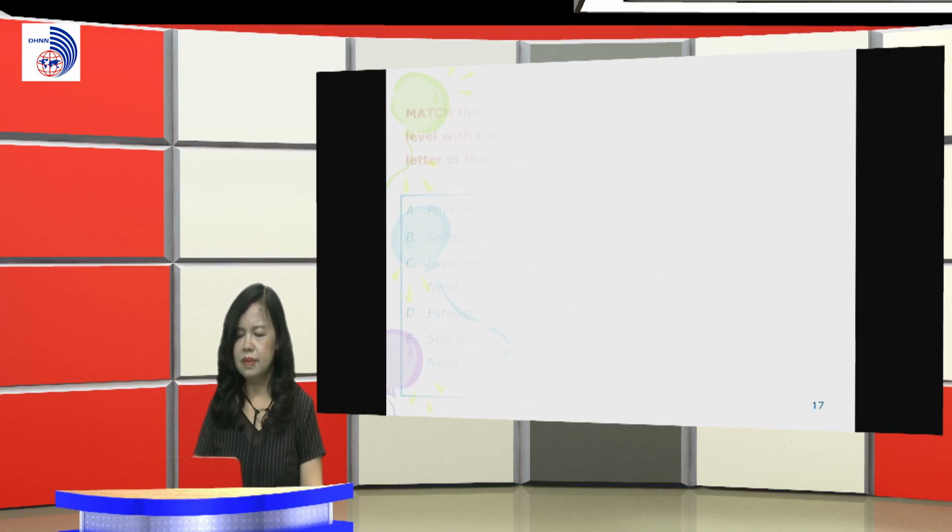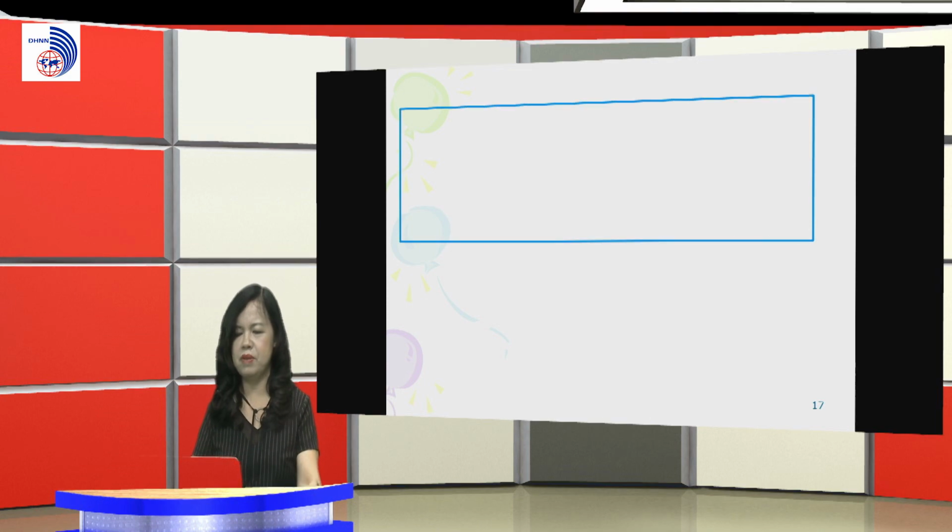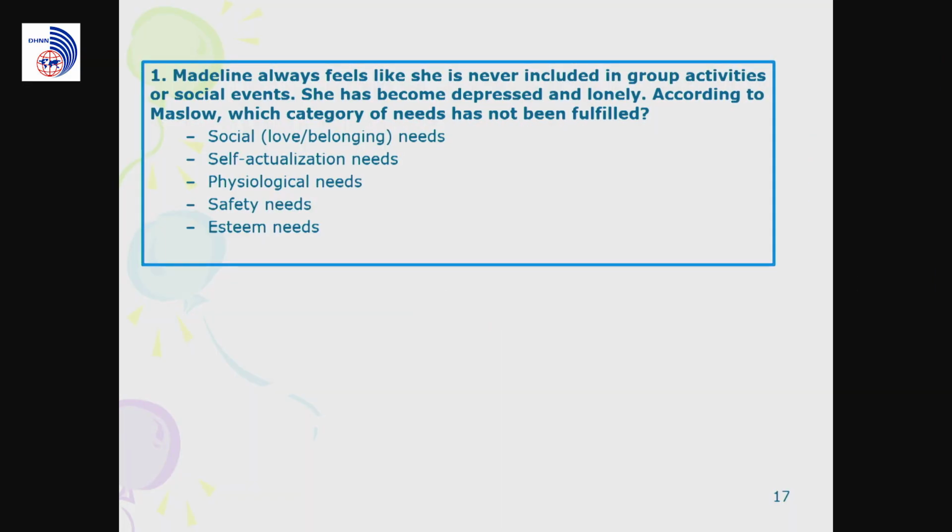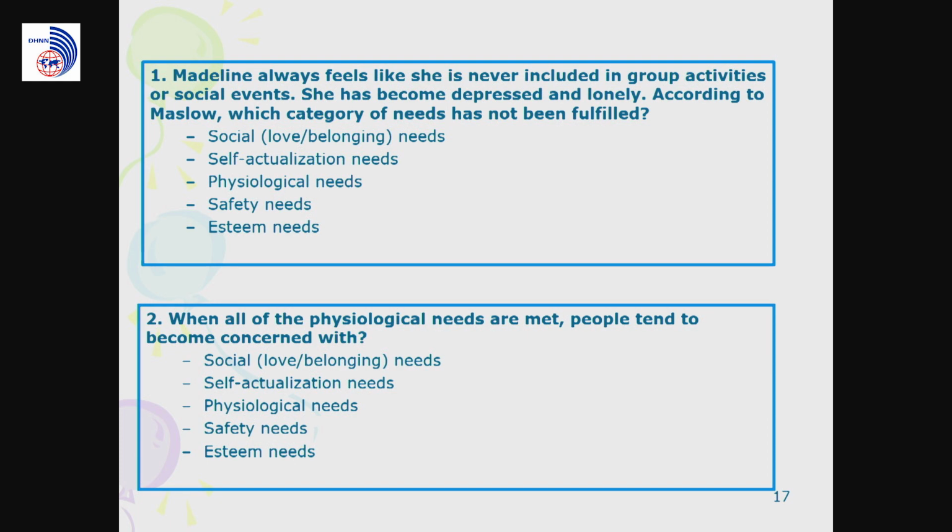So there are 2 situations. Let me read it for you. So 2 situations here. Madeline always feels like she is never included in any group activity or social events. So she becomes depressed and lonely. According to Maslow, what category of needs has not been fulfilled? Social or self-actualization, physiological needs, safety, and self-esteem. So I think you know for sure that would be the first one, social. Rung number 3, love and belonging needs.